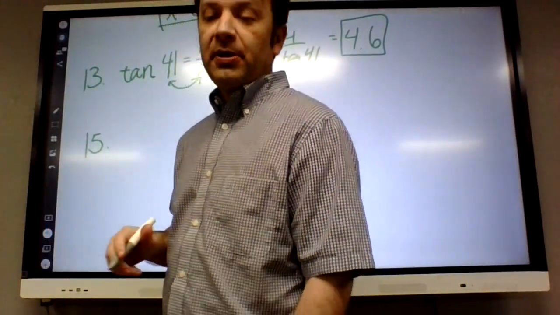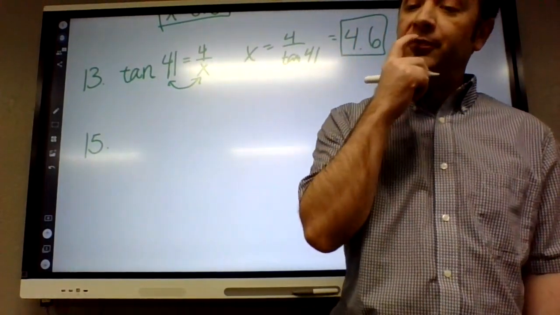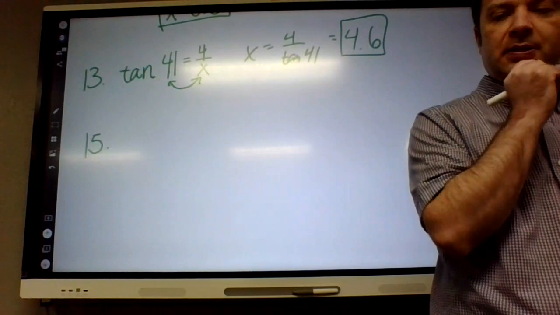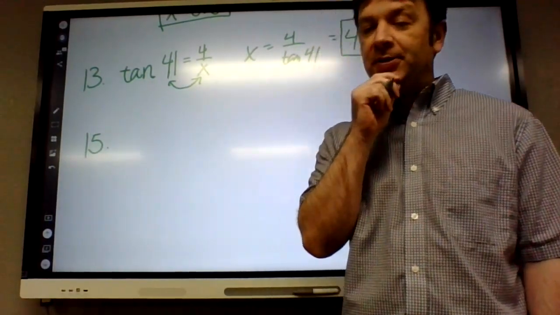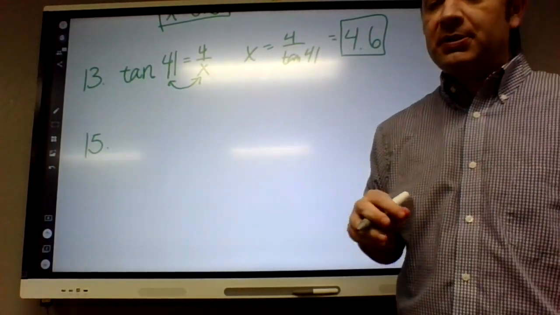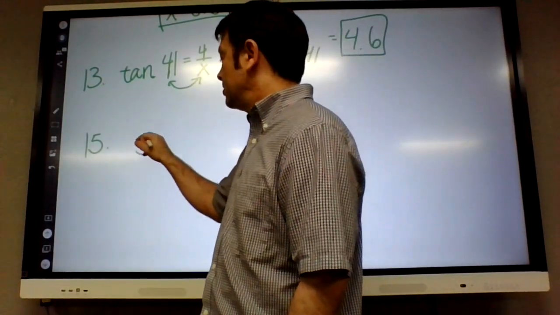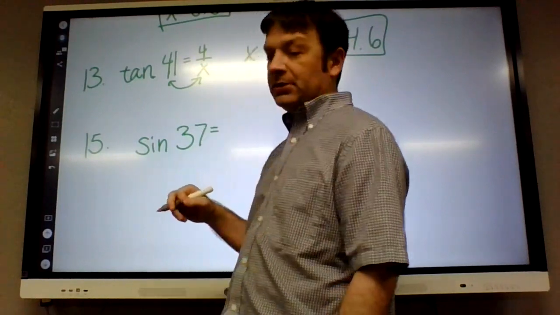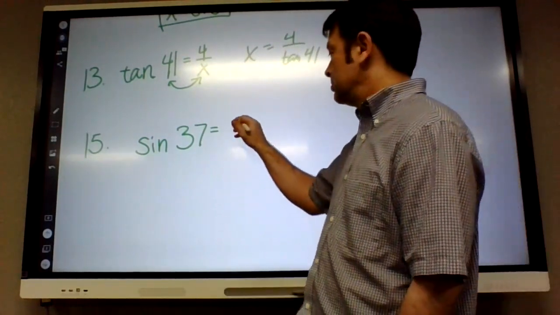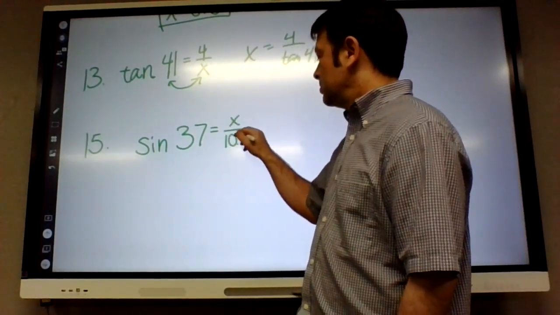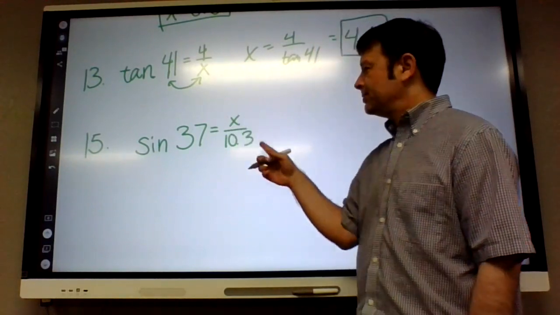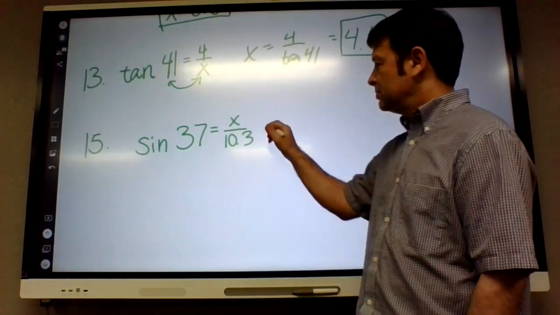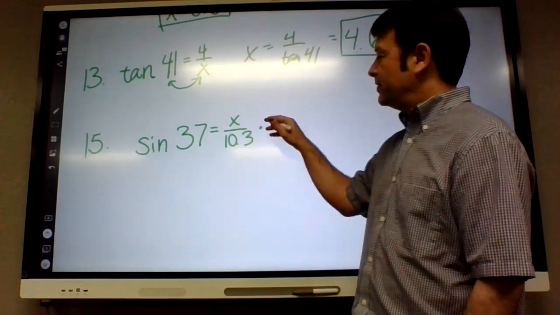Linus, number 15. If we use the 37-degree angle, what sides are we working with? Opposite and hypotenuse, which is sine. Sine of 37 equals x over 10. So what do we do when x is on top? How do we solve for x? To get rid of the divided.